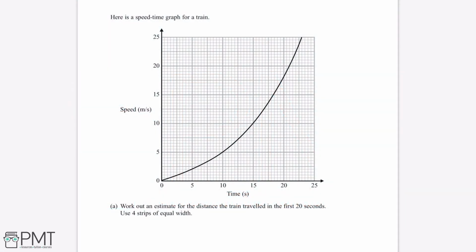Here is a speed time graph for a train. Work out an estimate for the distance the train travelled in the first 20 seconds. Use 4 strips of equal width. So because this is a speed time graph, the distance travelled is equal to the area under the graph. So in order to work out an estimate for the distance the train travelled in the first 20 seconds, we'll want to estimate the area under the graph between the times of 0 seconds and 20 seconds.